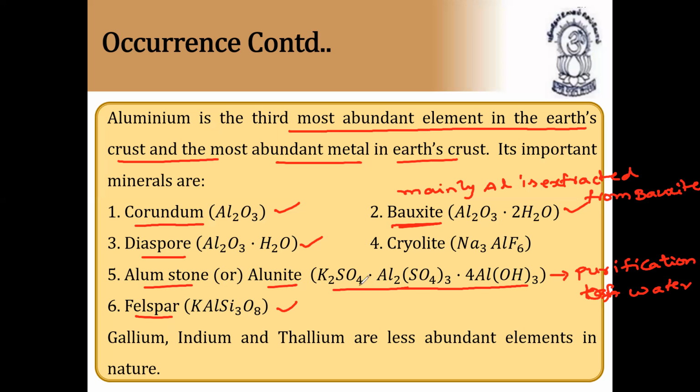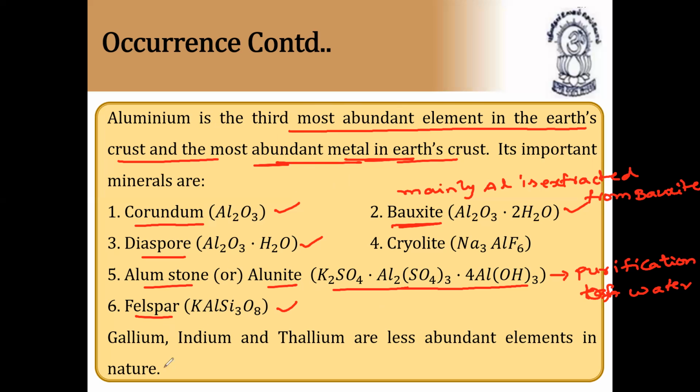Next, these are the important ores of aluminium. Aluminium is the third most abundant element in the Earth's crust and the most abundant metal in the Earth's crust. Within metals, it is the top abundant metal in the Earth's crust. Top abundant means more occurrence.